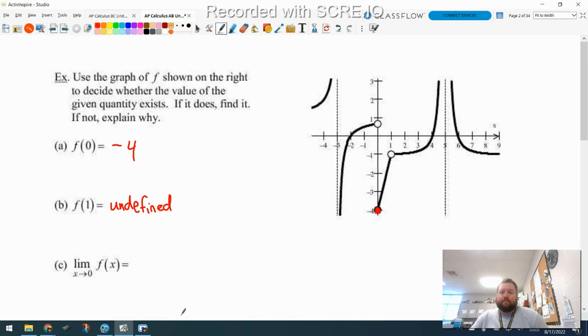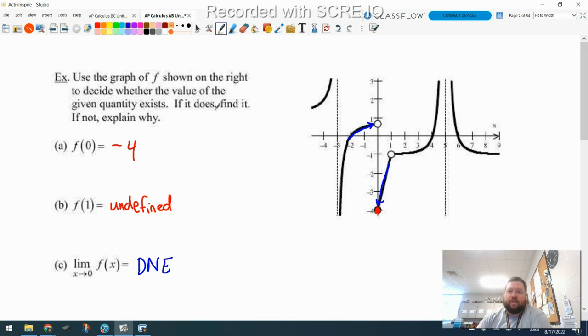All right, next one. The limit as x approaches 0 of f of x. So we're looking at x equals 0 right here. And again, when we're doing a limit problem, we're looking at where the function is approaching from the left and the right. From the left, this function is approaching not quite 1, but whatever point that is. And from the right, this function is approaching -4. So it's definitely approaching different values from the left and the right, which means that this limit does not exist.